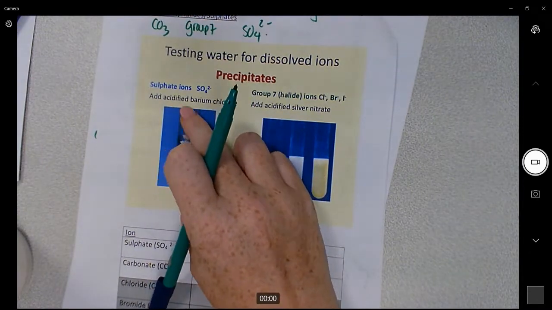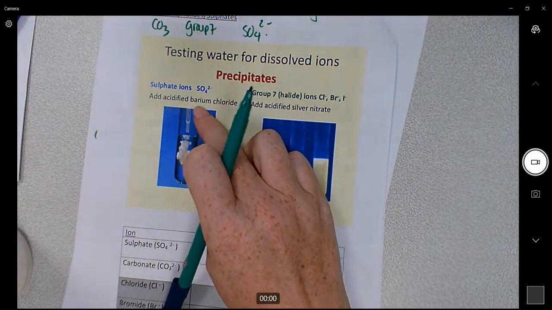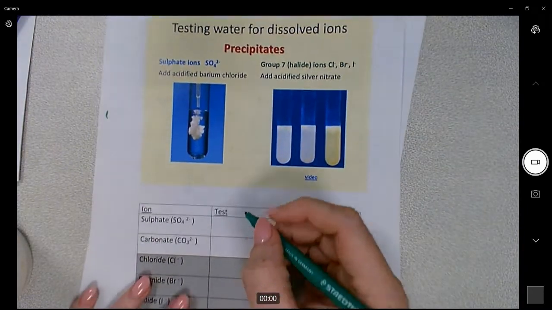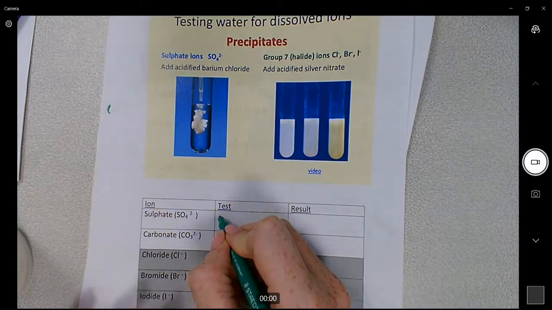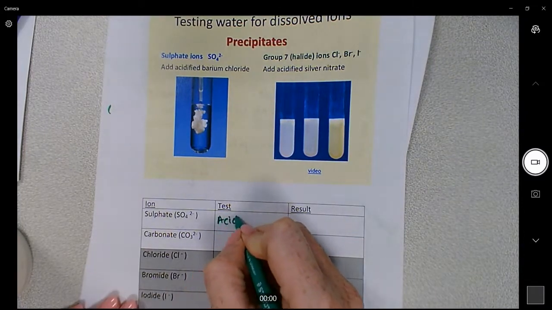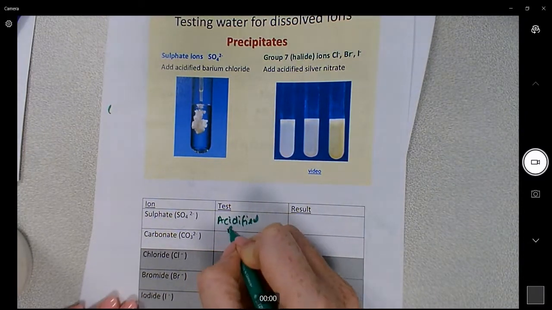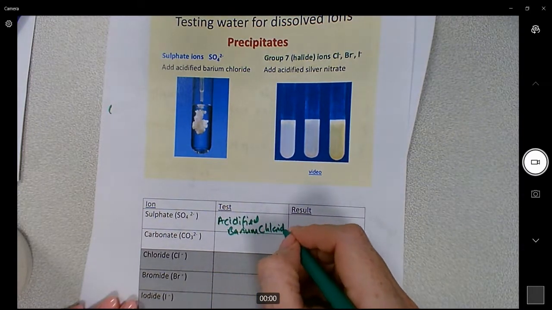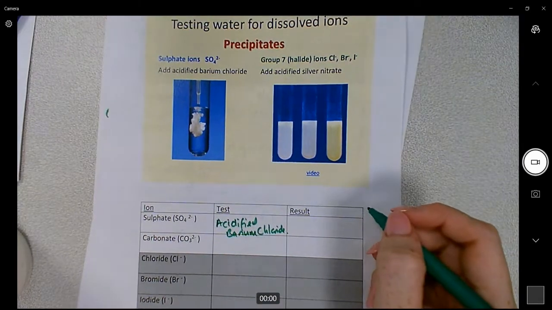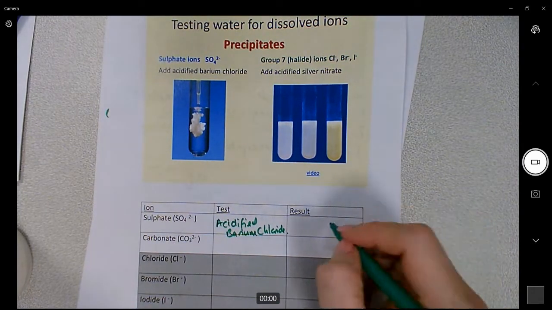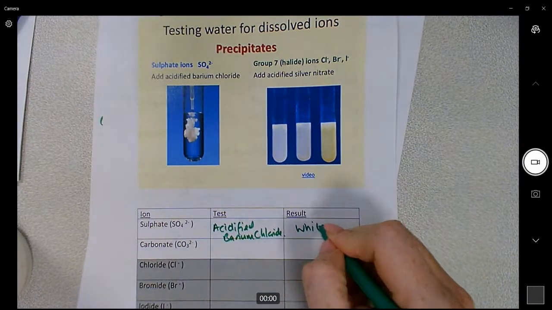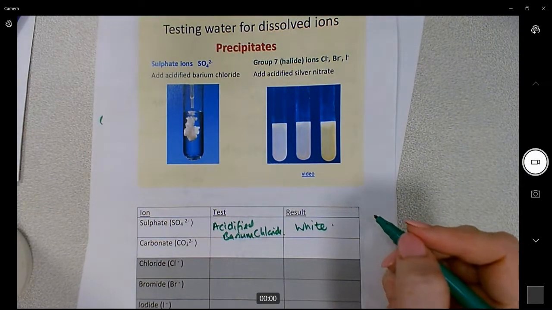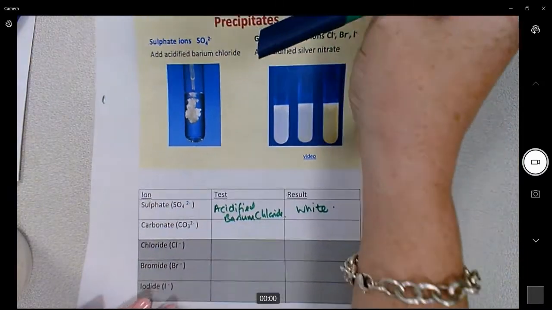We add acidified barium chloride. So in other words, the barium chloride contains an acid. It's added to an acid. So we're going to write that test down. So it's essentially acidified barium chloride is our test for sulfate. And the result of that, as you can see in the picture really clearly, is a white precipitate. So the sulfate ions, acidified barium chloride is what you'd add, and it forms a white precipitate.